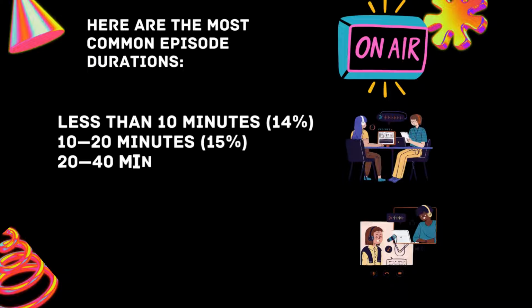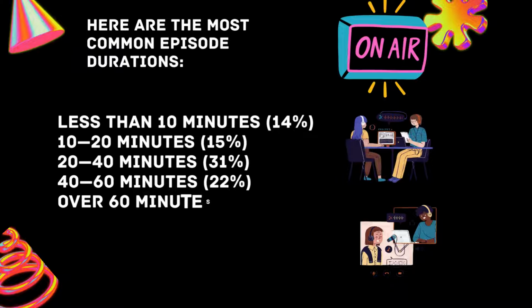Optimal podcast episode length. Make your episodes as long as they need to be and no longer. Some podcasts are less than 5 minutes long, and others have episodes the length of a short audiobook. Here are the most common episode durations. Less than 10 minutes, 14%. 10-20 minutes, 15%.